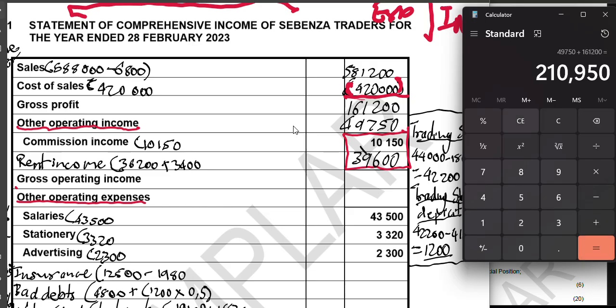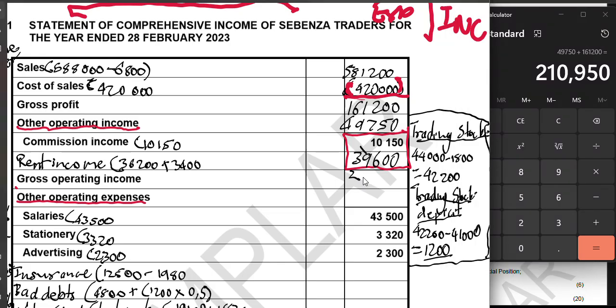161,200. So that will give us our gross operating income. How much is our gross operating income, ladies and gentlemen? It is simply 210,950. I do not know what's happening with my graphics today, but let's fix that quickly. All right, so we have 210,950. This, ladies and gentlemen, is our gross operating income.